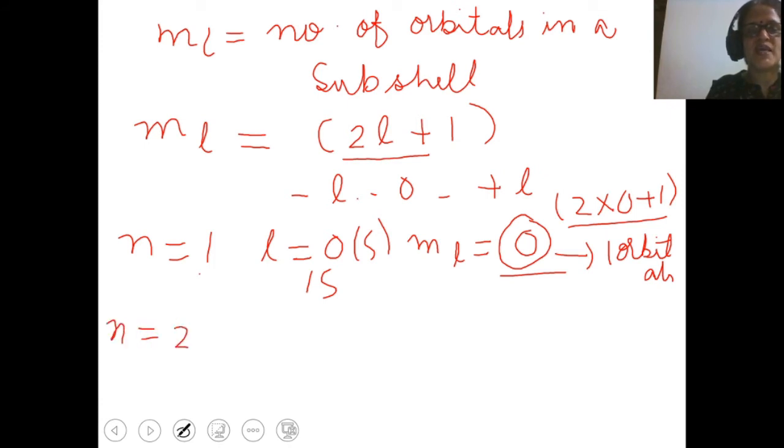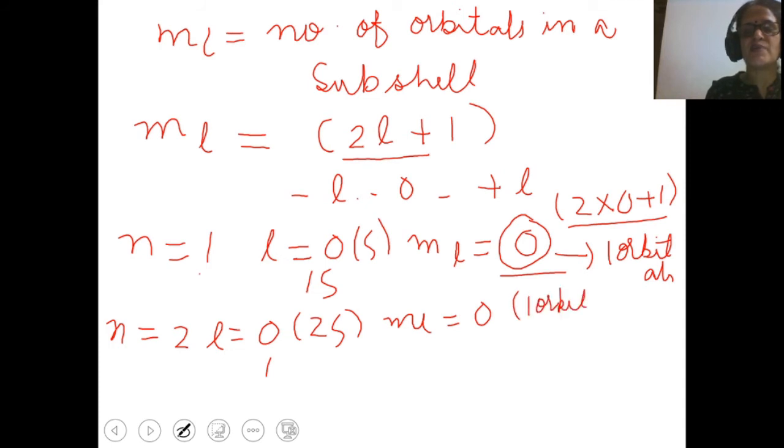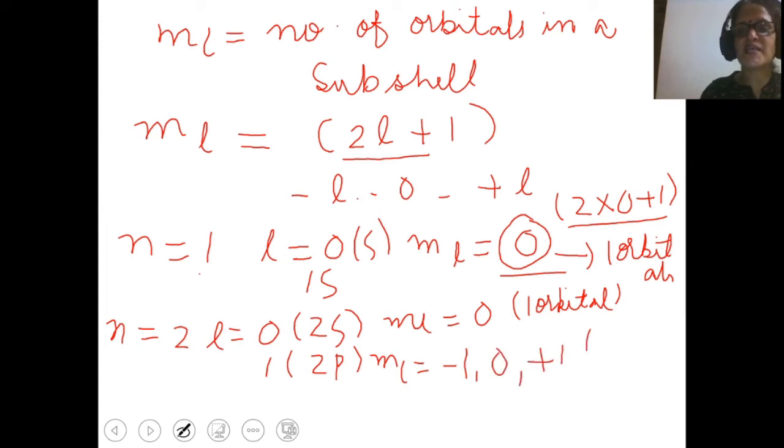N is equal to 2. L will have two values, 0 and 1. So L is equal to 0, N is equal to 2, 2s subshell. What will be the value of ML for L is equal to 0? That will be 0. 0 means 1 orbital. Now I am coming to the next, N is equal to 2, L is equal to 1, the 2p subshell. If L is equal to 1, ML will have three values. What are these three values? Minus 1, 0, plus 1. It means the p subshell has three orbitals.